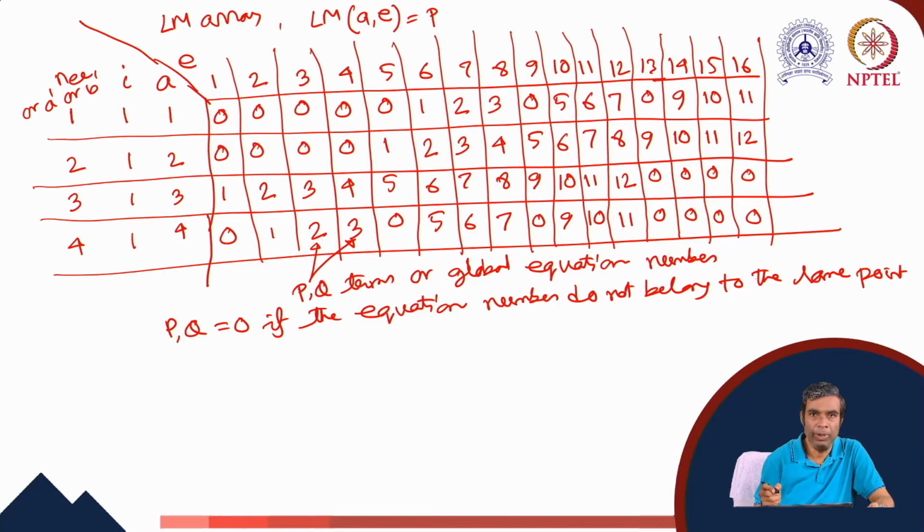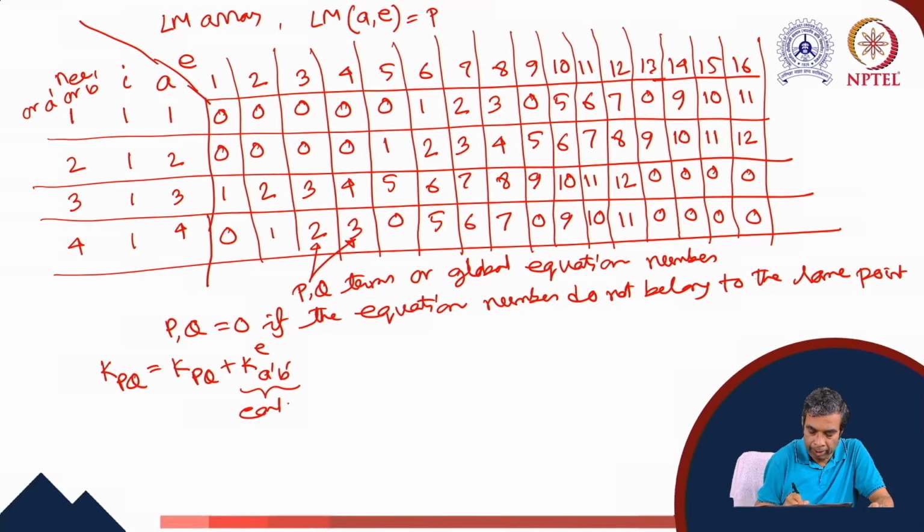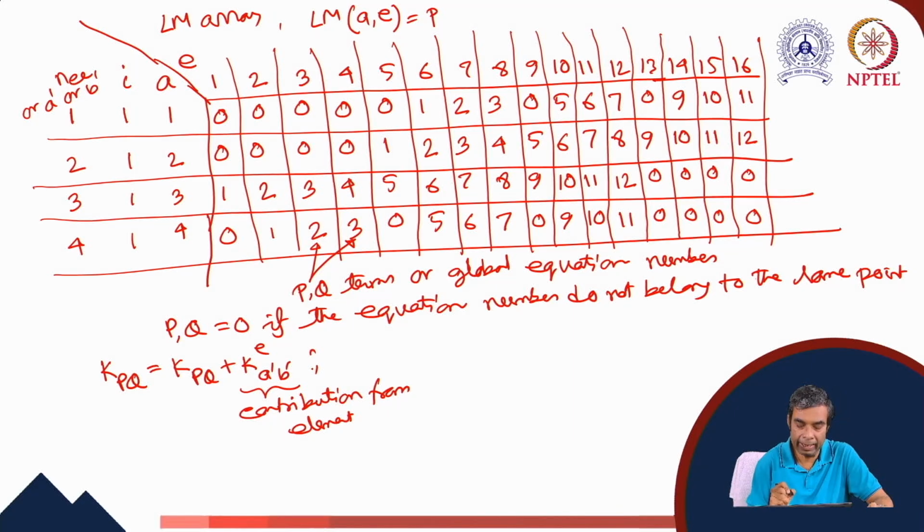Now, if we perform the assembly process, we have already written the formulas. So we have the assembly formula as K_PQ equals K_PQ, its initial value, plus K_A'B'^E. This is the contribution from the element. Okay, so let us take some selective terms.